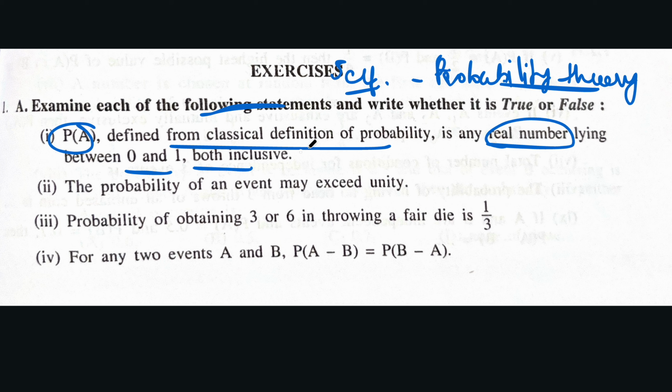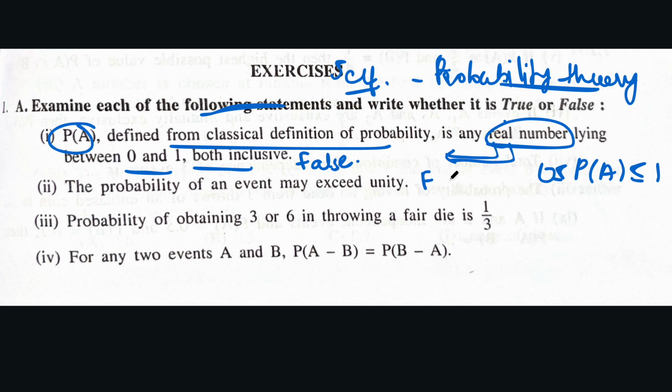So the answer to this would be false, because the definition of probability does not say about every real number or any real number that is between them. So it is not a complete definition. Probability of an event may exceed unity. We all know by definition that probability lies between 0 and 1.